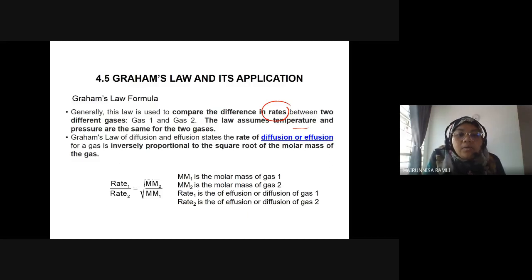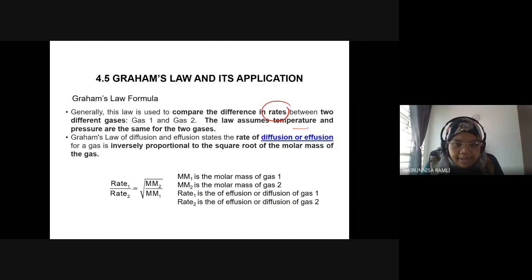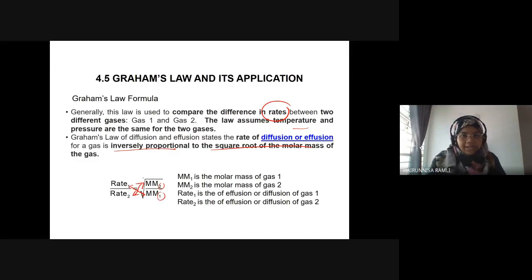So this Graham's law for effusion and diffusion states that the rate for both gases is inversely proportional to the square root of the molar mass. If you look here, inversely proportional means that rate 1 over rate 2 is equal to molar mass 2 over molar mass 1. So it is inversely proportional, it is reversed.